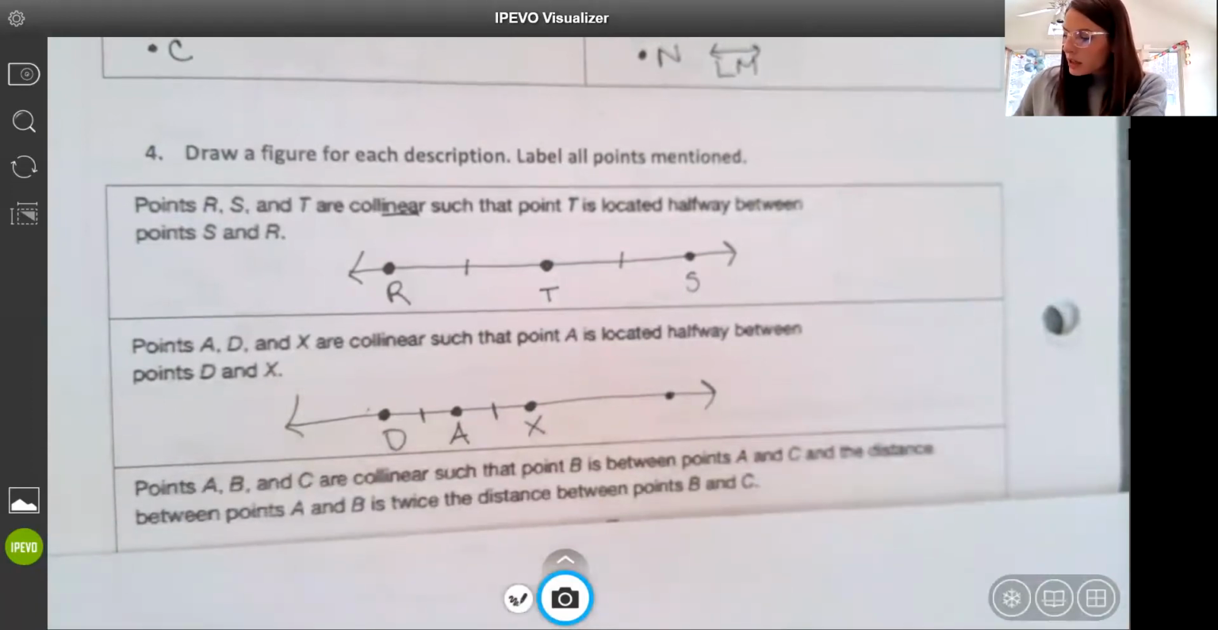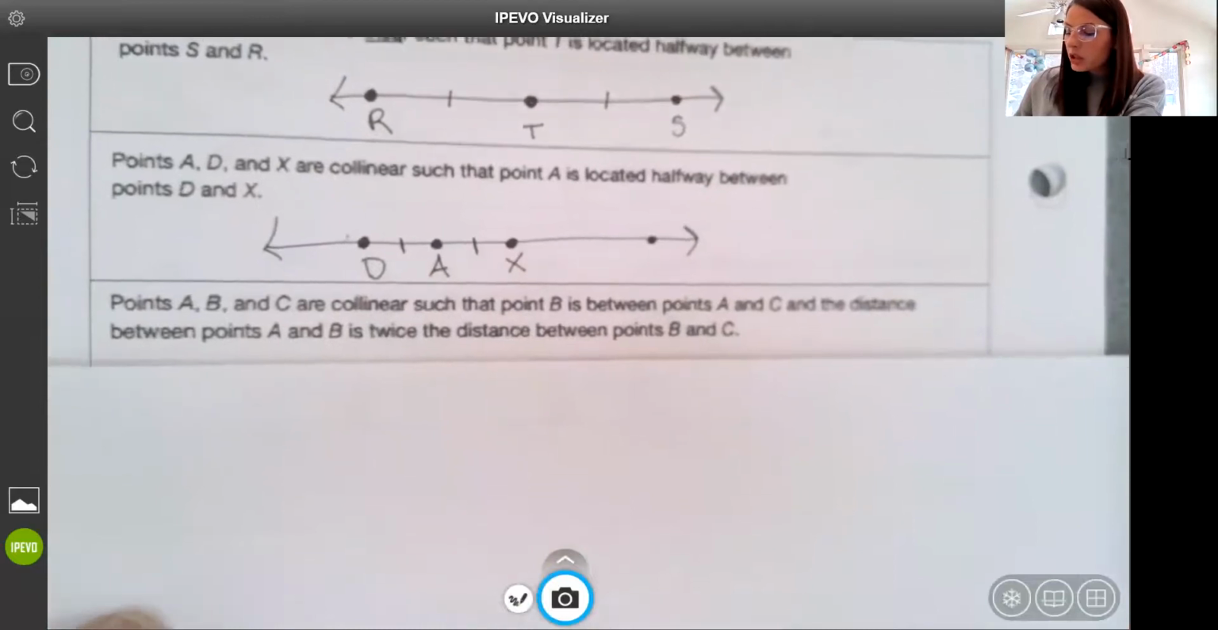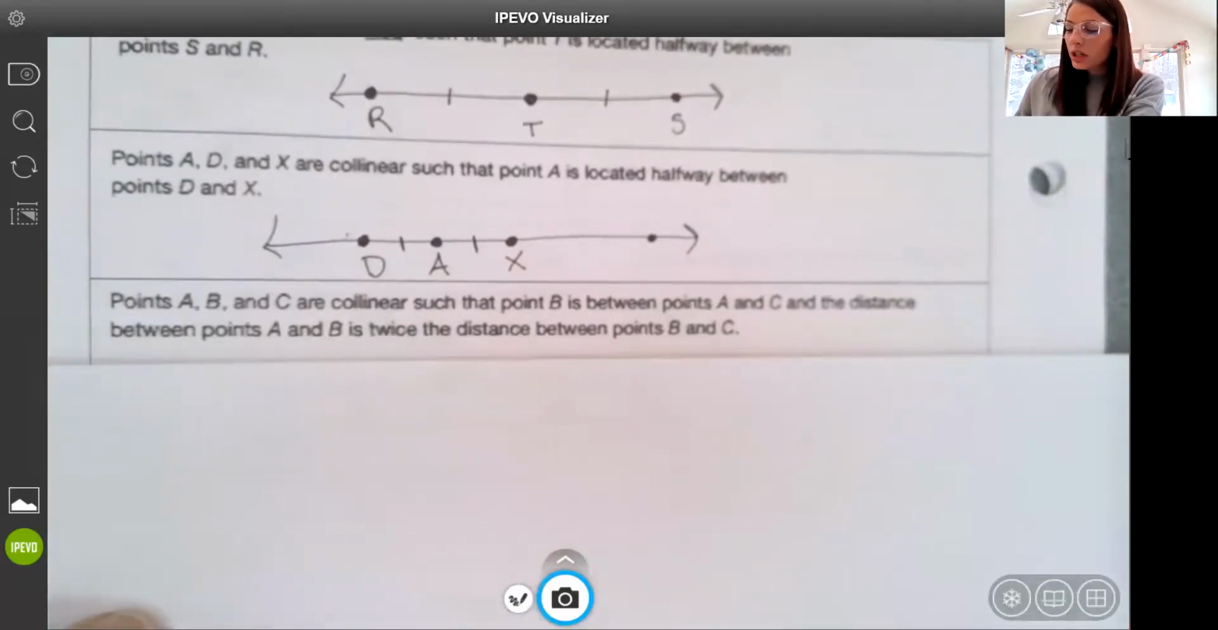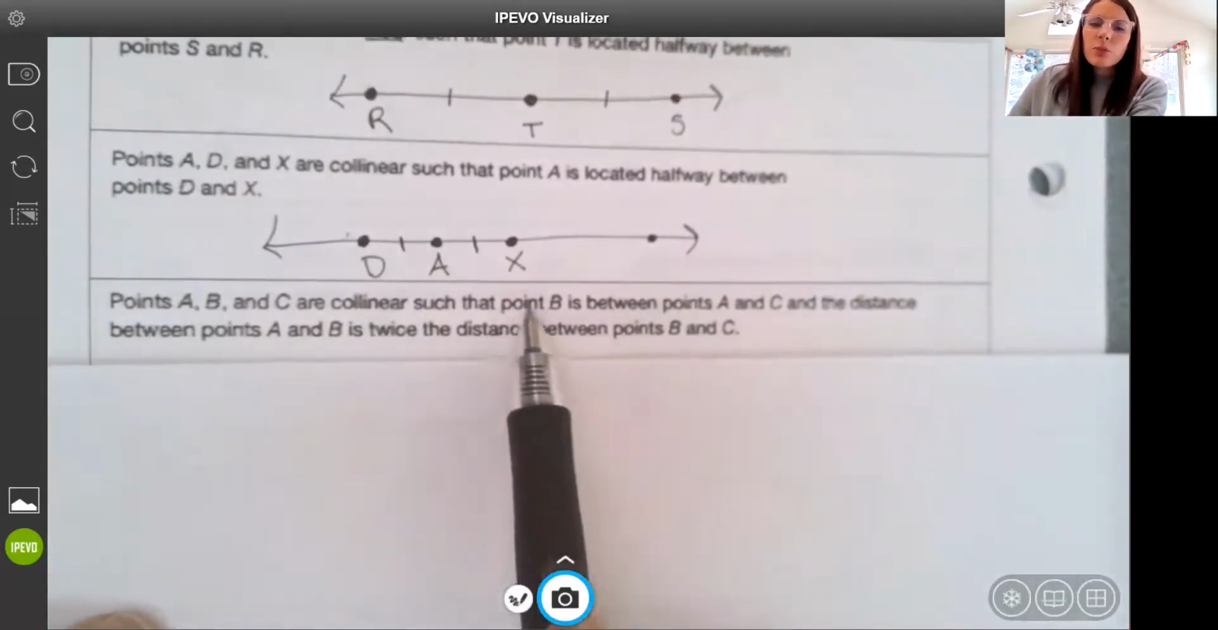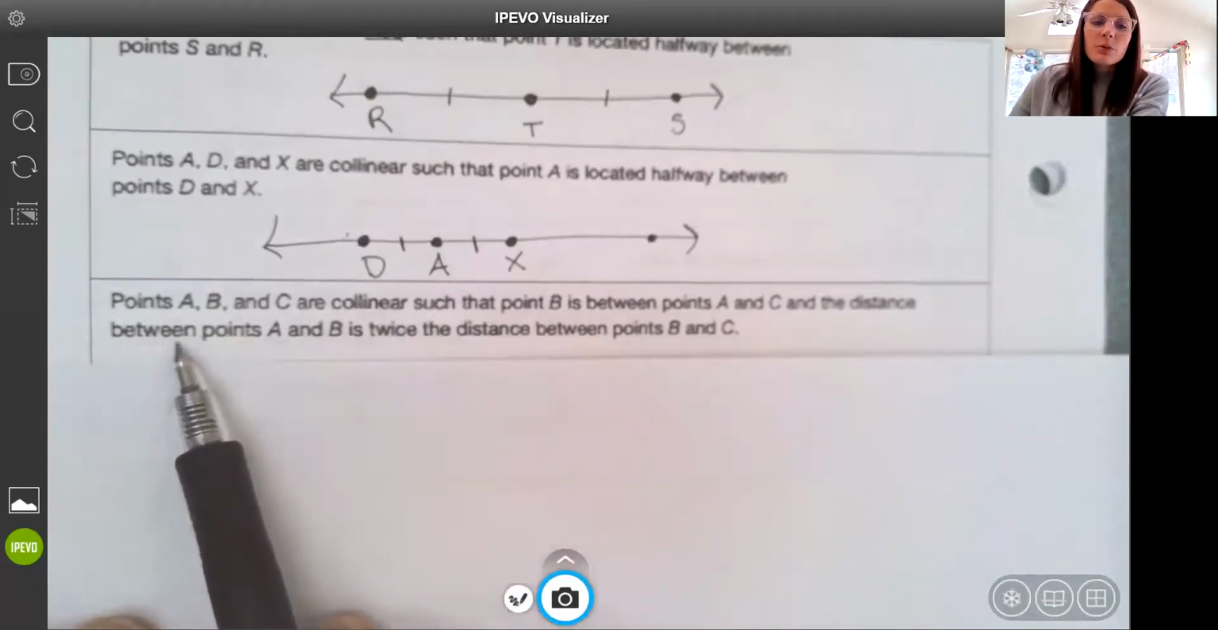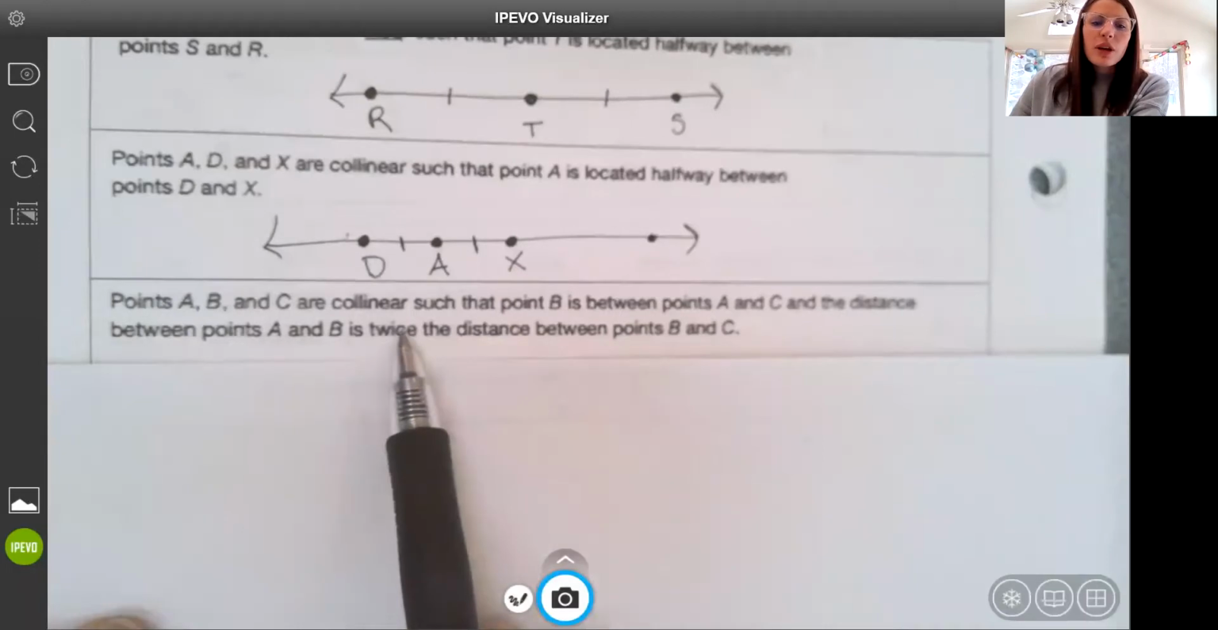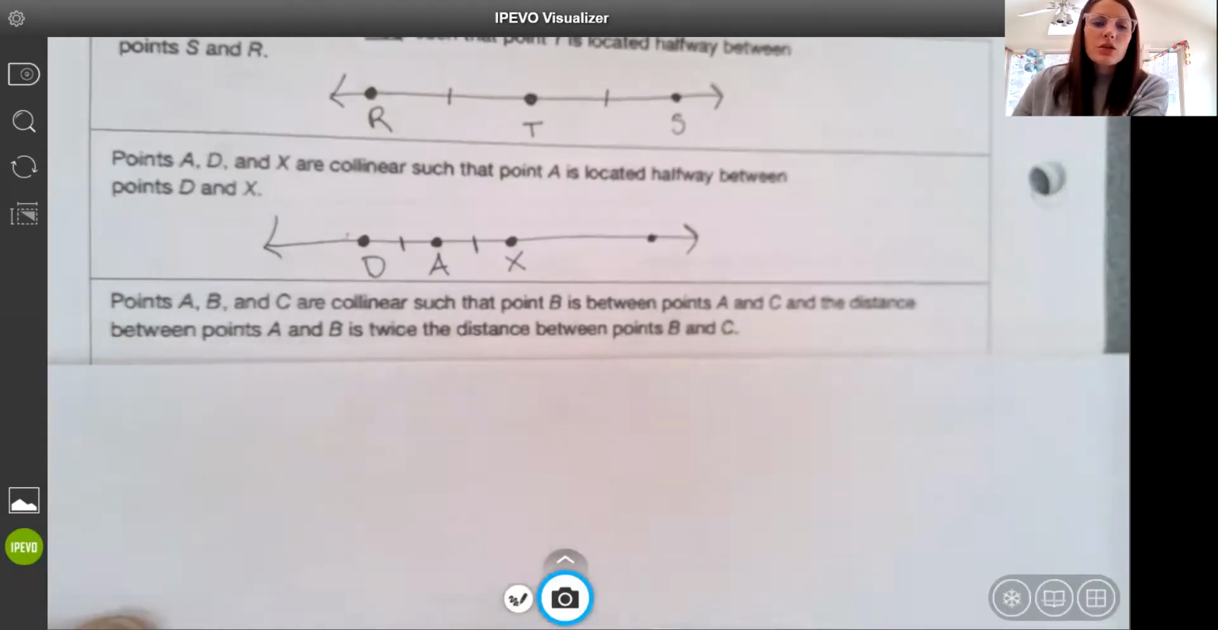And then the last one is really similar. So A, B, and C are collinear, and we want to draw it such that point B is in the middle, and the distance between point A and B is twice the distance between B and C. So try to draw a line that would show that as best you can. Obviously, it'll be an estimate.